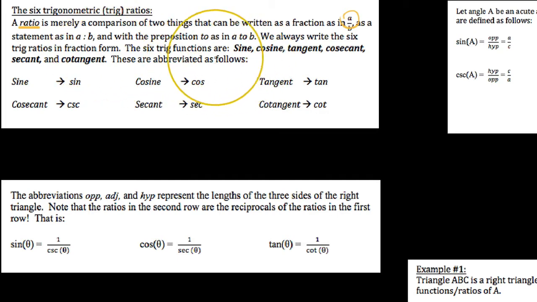These 6 trig functions are the sine, cosine, and tangent, which are our primary 3. And then we say cosecant, secant, and cotangent, which are the reciprocal functions, and they are abbreviated thusly. A few to remember really quickly: this one here, we say secant. Some people call cosine cos, and call that cosecant by accident. But these are the 6 trig functions, and these are how they're abbreviated.